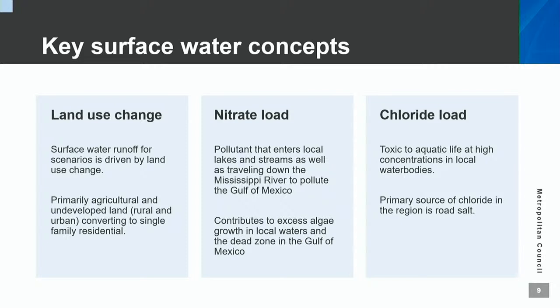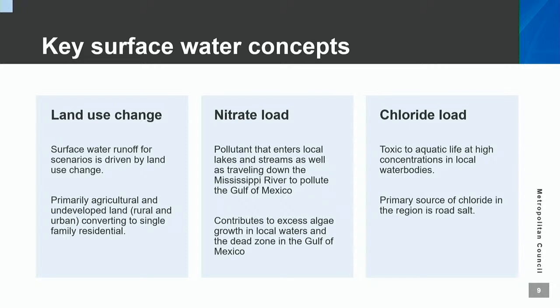For this scenario planning, we used a simplified rainfall runoff model, and I'm not going to get into the nitty-gritty of that, but to investigate all these different scenarios. The 2 biggest drivers for that modeling are climate inputs and land use. Since the scenario planning effort really focused around density and distribution of growth, land use change was the primary driver for all of these scenario outputs. Then the primary land use change that drove all of this is agricultural and undeveloped land converting to single-family residential, and I'll show you some information on that in a little bit.